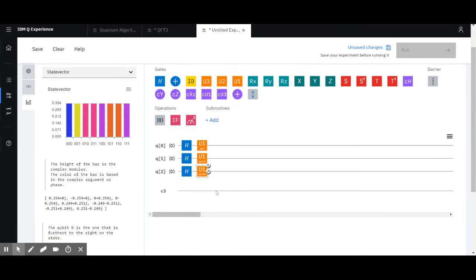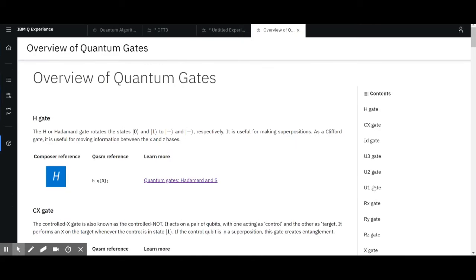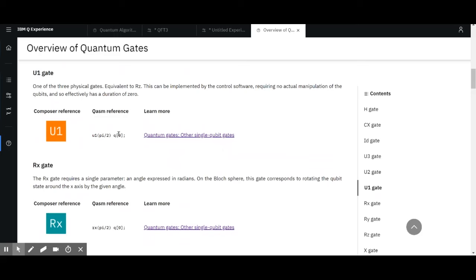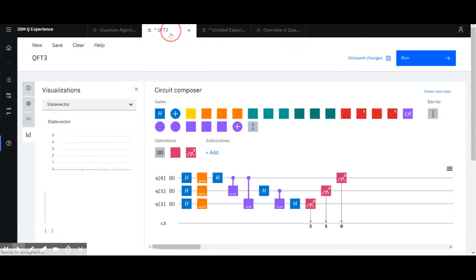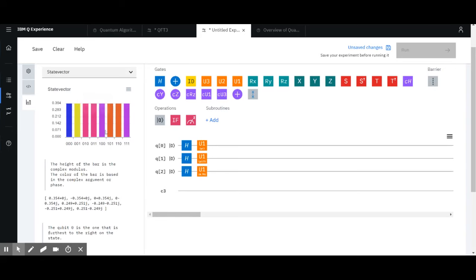So the sample is encoded in the... but what is U1? Give me a second. What is U1 really? Gates overview. Is it a rotation on the z-axis or what? U1 is equivalent to an RZ, a rotation around the z-axis. So literally you could use an RZ, it's the same thing. So you're encoding that into the phase, so to say.